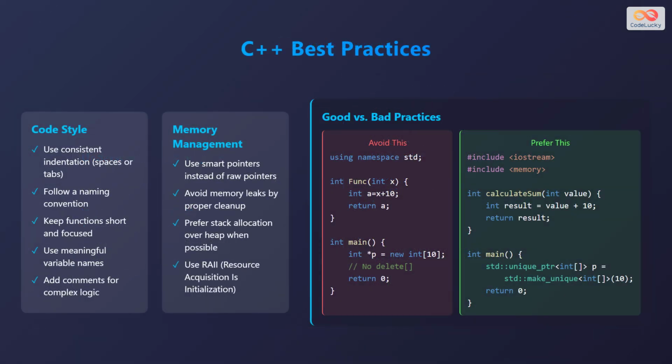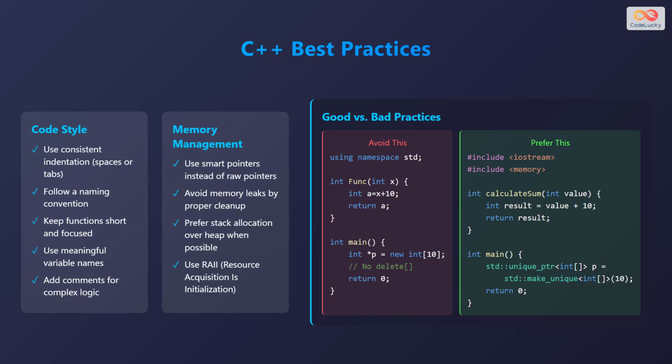Let's explore some best practices in C++. These will help you write cleaner and more efficient C++ code. Here are some guidelines for code style. Use consistent indentation, either spaces or tabs. Follow a naming convention for variables and functions. Keep functions short and focused. Use meaningful variable names. Add comments to explain complex logic.